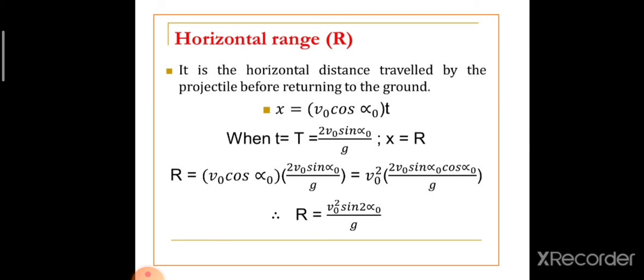From the equation, it is clear that range can be maximum when sin 2 theta is equivalent to 1, or 2 theta is equivalent to 90 degree, or theta is equivalent to 45 degree. So if the projectile is projected at an angle of 45 degree, it can cover maximum horizontal distance.